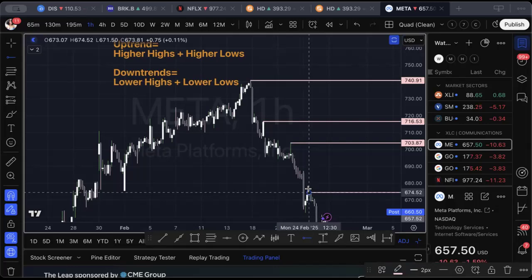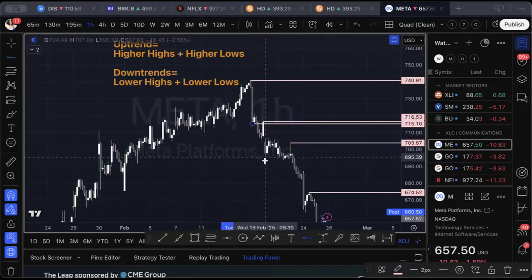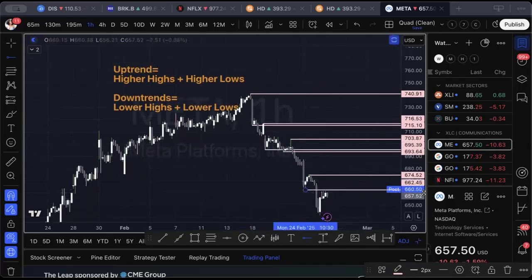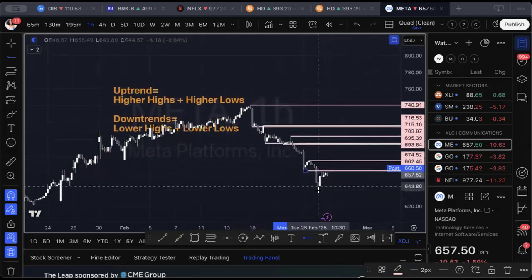I also want to make sure that it is also making lower lows. So here is a low. Here's a lower low. Here's another lower low. Obviously, I could have pulled that one out, just moving quickly here. Here's a lower low. And here's a lower low. So this is indicative of a downtrend.